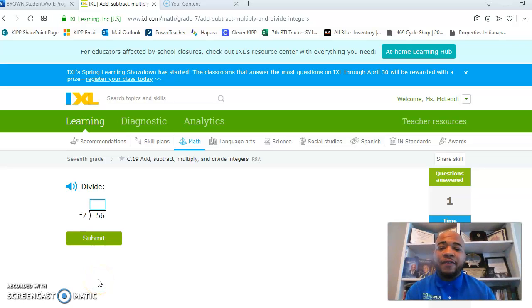We have negative 56 divided by negative 7. How many times does 7 go into 56? It goes in 8 times. But some will argue that maybe it's negative 8. If I have negative 8, that would be wrong. Why? Because I have two negatives, negative 56 and negative 7. So two negatives will always equal a positive. So this answer is 8.